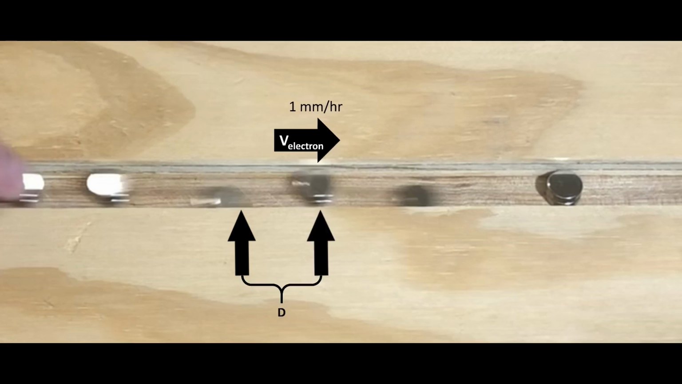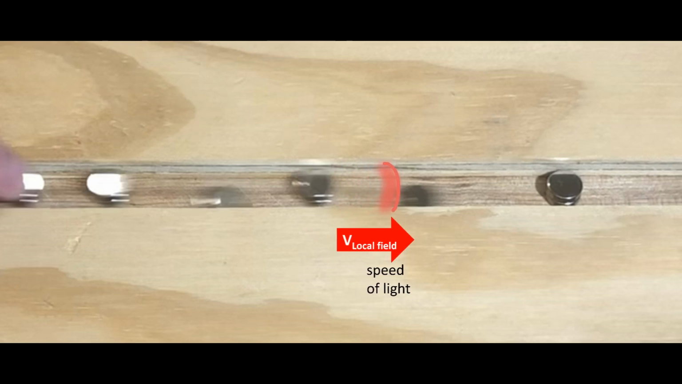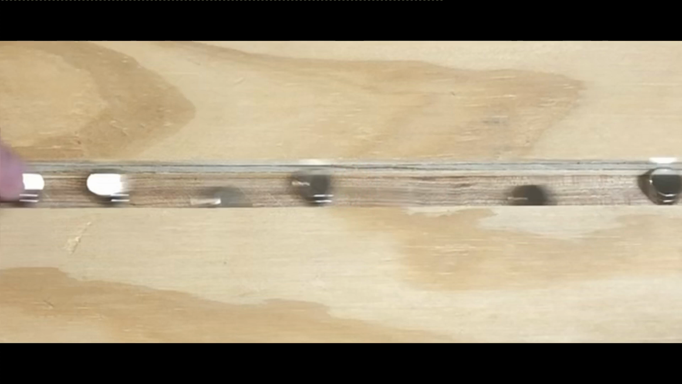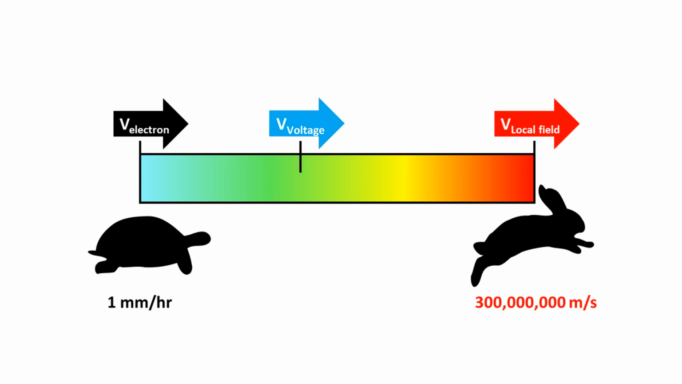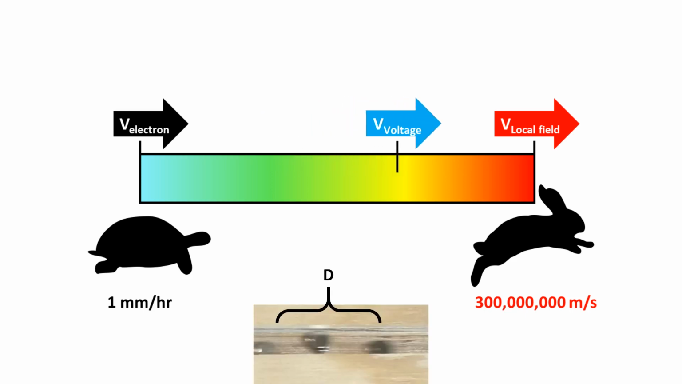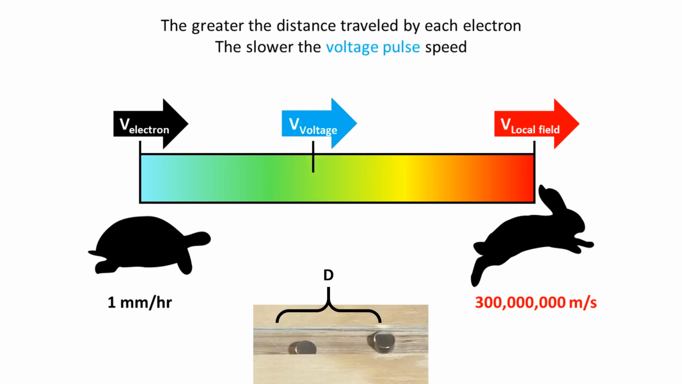Once an electron moves to its new location, the local electric field will then update to reflect this change, and this update travels at the speed of light. Once this update reaches the next electron in line, that next electron will then begin to move, continuing the voltage pulse. Therefore, the overall pulse speed will lie somewhere between the movement speed of the electrons and the update speed of the local field, with the exact mix of the two speeds depending on the distance that each electron needs to travel. The greater the distance traveled by each electron, the slower the overall pulse speed.